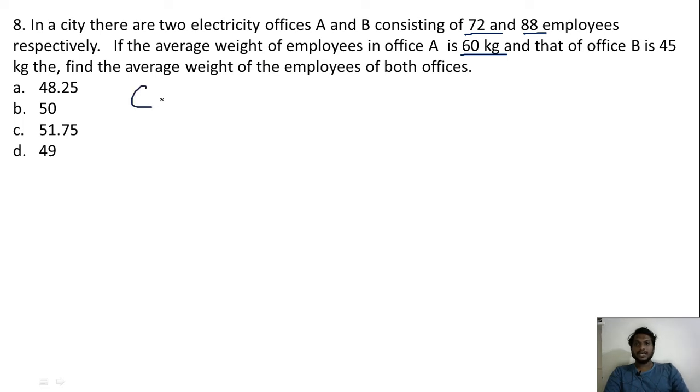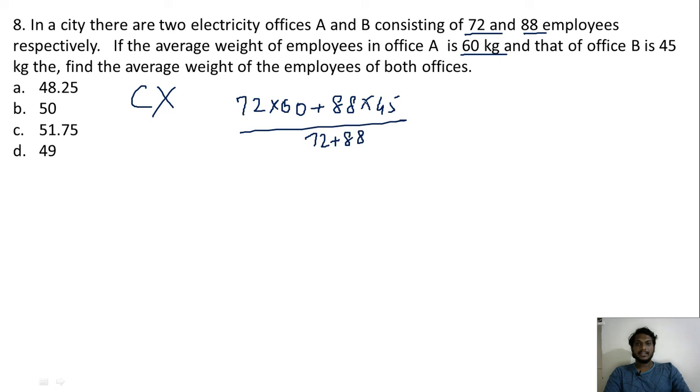See, avoid using the conventional method, like calculating the total weight of employees in office A, that is 72 into 60 plus 88 into 45, divided by 72 plus 88. You should avoid this method. I'll be telling you another method over here which is very shorter and easier than this. This method is so much calculative also. So let us go to this method now.